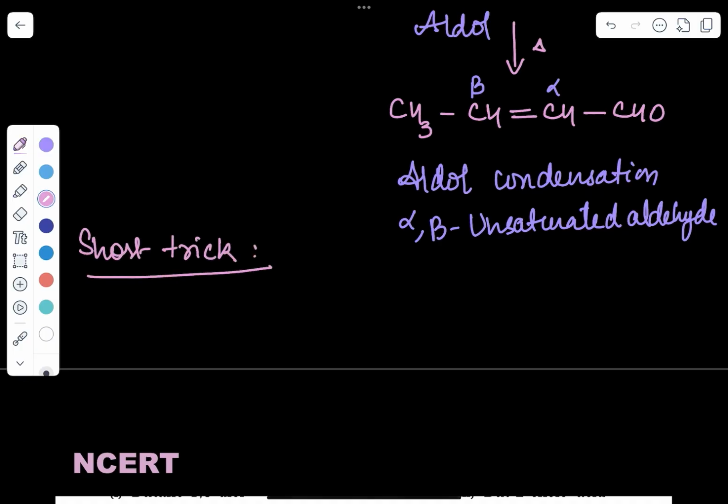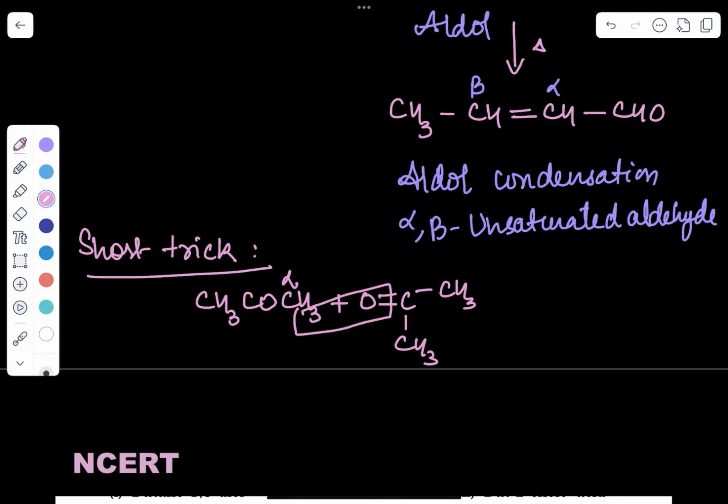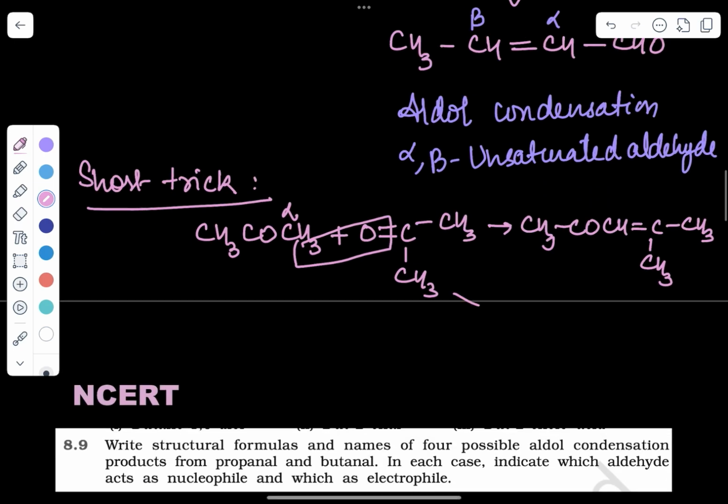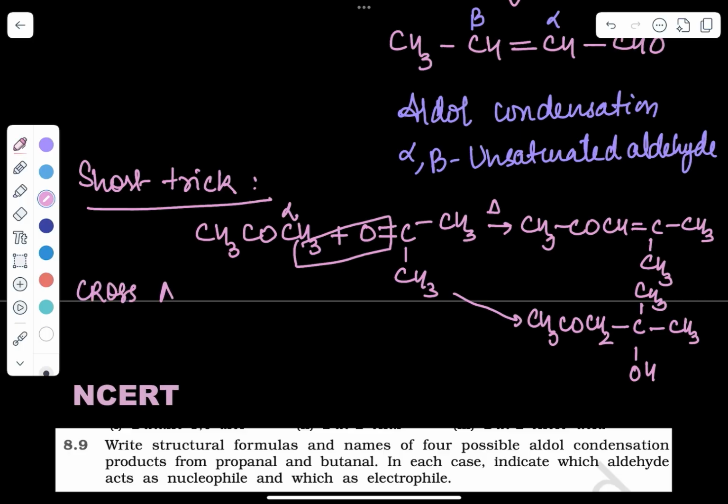There is a short trick to find out the product. If the mechanism is not asked in the exam, and just products are asked, you can just write the compound like this, and 2 alpha hydrogens will be removed along with 1 oxygen of the other molecule, and you get the compound like this for condensation. For aldol, you just need to move 1 alpha hydrogen to the carbonyl oxygen, and the remaining carbon-carbon bond will make a single bond, and you'll get the aldol like this.